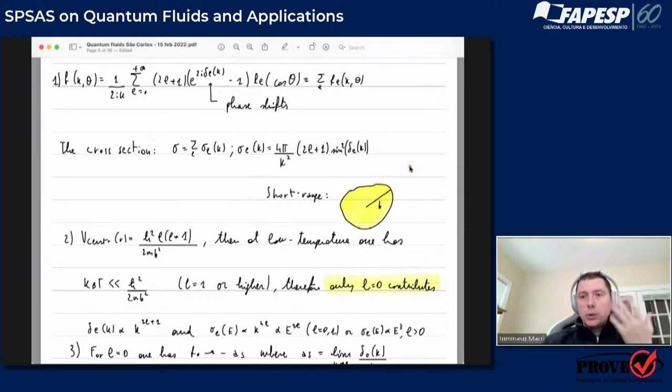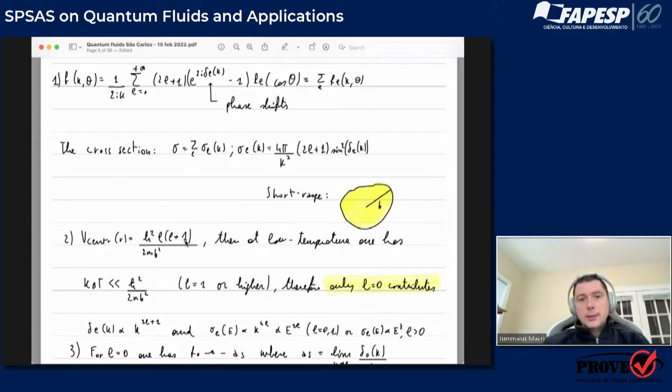And therefore, what you would expect is that if the energy of the particles that collide is not sufficiently high, so we are considering low energy scattering, then of course, if the angular momentum is sufficiently large, the centrifugal barrier will also be large because it scales like L times (L plus 1).